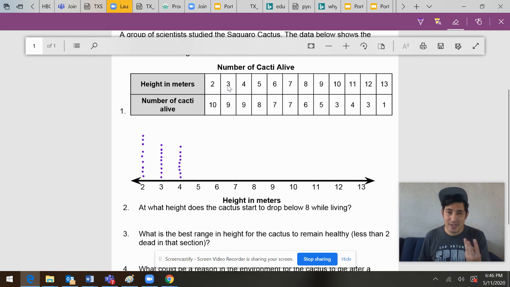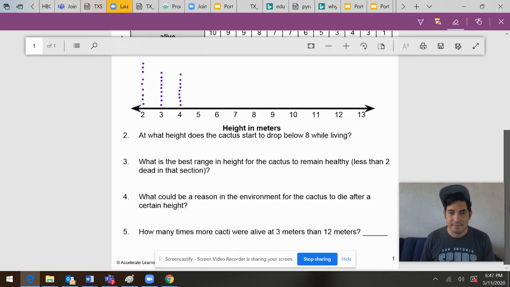If you look at 3 meters, the plants that were 3 meters tall, did they have less than 2 dead? Yeah, they only have 1 dead. Okay, but at what height did they start becoming less healthy? Meaning they had more than 2 dead. Okay, so think about that. Number 4 is a science question. If you don't know the answer, just try your best in thinking why these cactus, the taller ones, died.